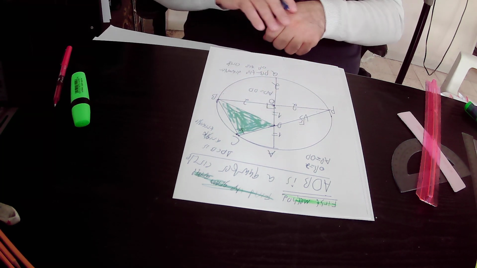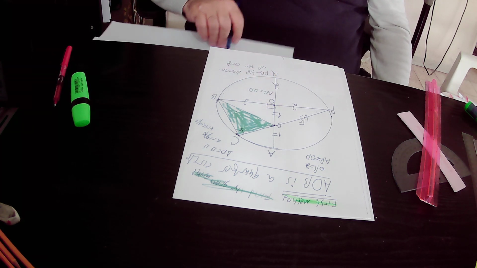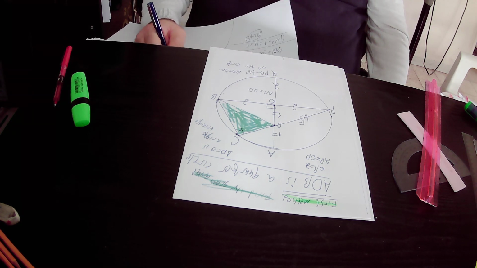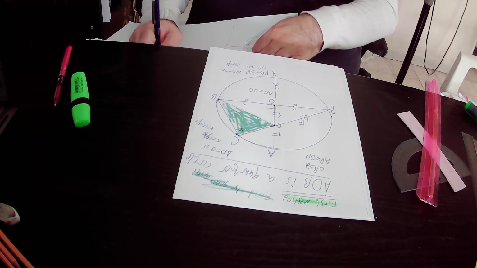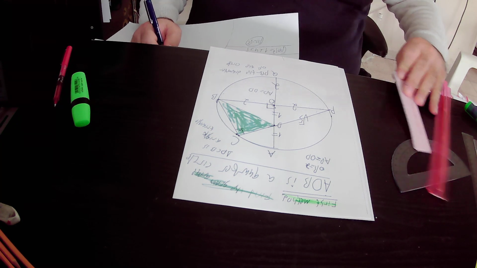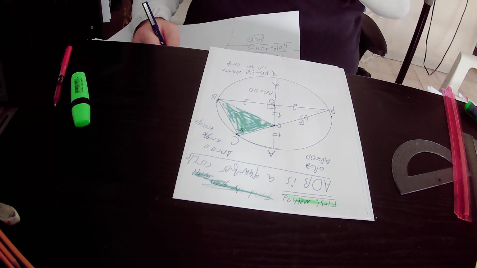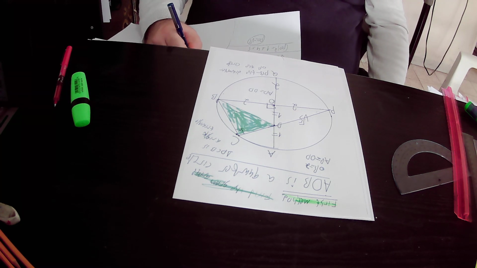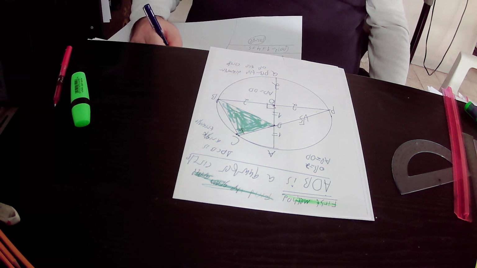In the next step, we will focus on the right triangle DOB. In the right triangle DOB, according to the Pythagoras theorem, the square of the hypotenuse equals the sum of the squares of the perpendiculars. The hypotenuse is DB, so the square of the hypotenuse is DB square. It is equal to DC square plus CB square.